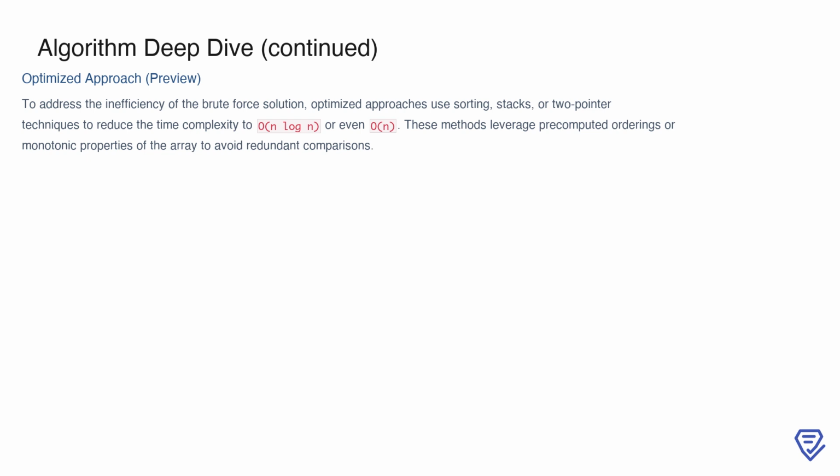The most efficient solutions can even achieve a time complexity of O(n) by avoiding redundant comparisons altogether. These optimized approaches provide a much faster and scalable way to solve the problem, making them ideal for larger datasets. Let's explore these methods in detail in the next section.